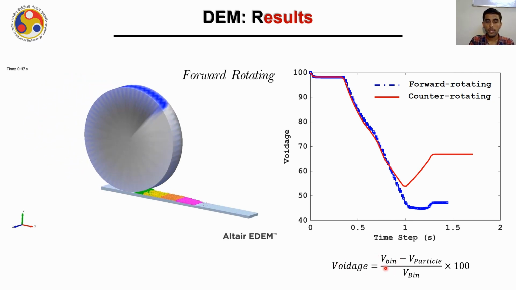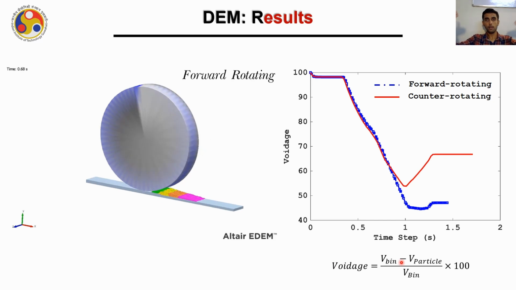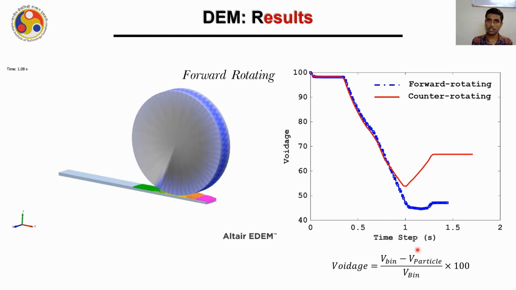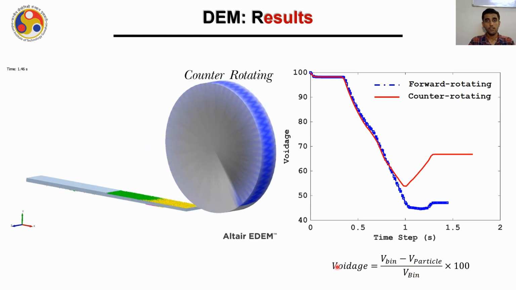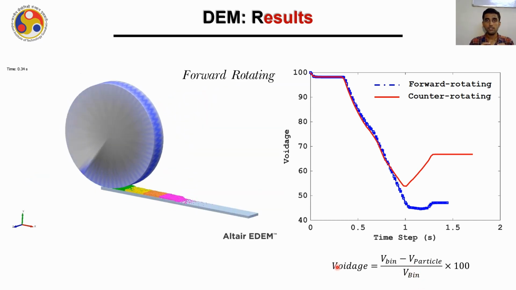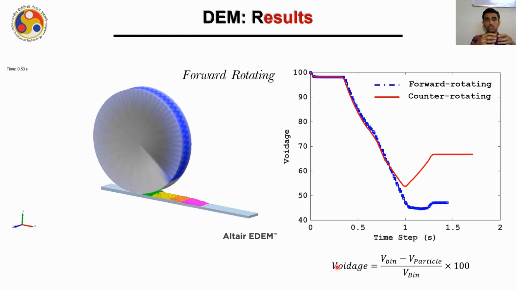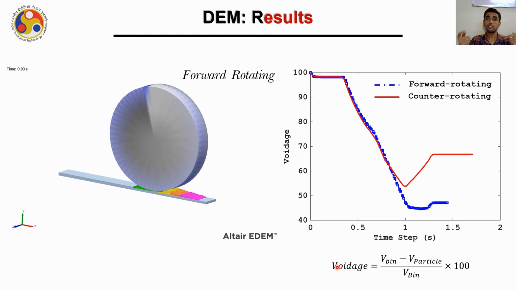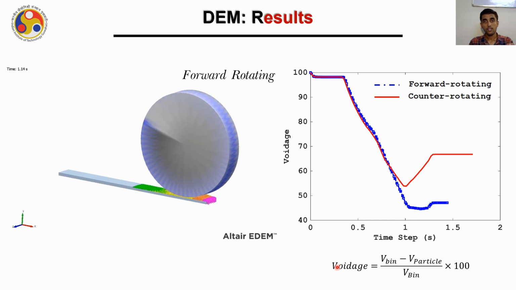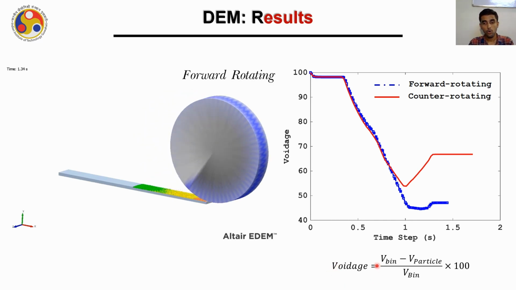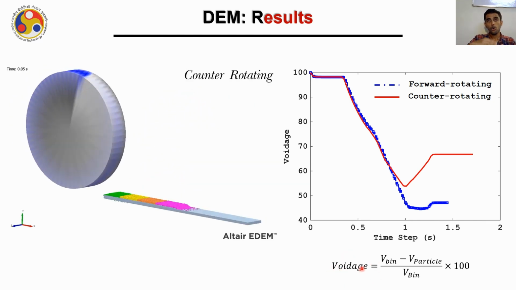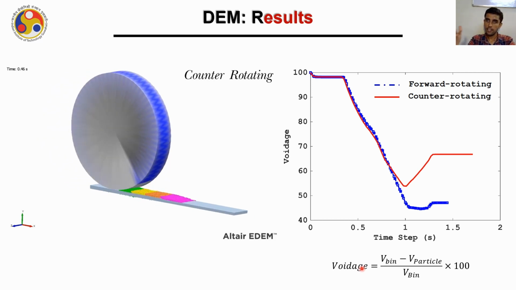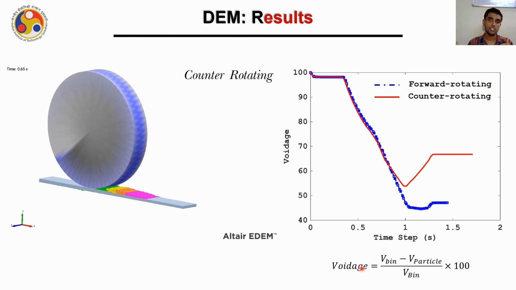So it is the volume of the bin, that means the total volume occupied by the bin, minus the volume occupied by the powder particles, divided by the volume of the bin. So if the voidage is high, that means that the volume of particles within that specified bin is low. Or conversely, if this voidage is low, that means that more particles are there in this particular bin, which will indirectly signify a higher compaction.